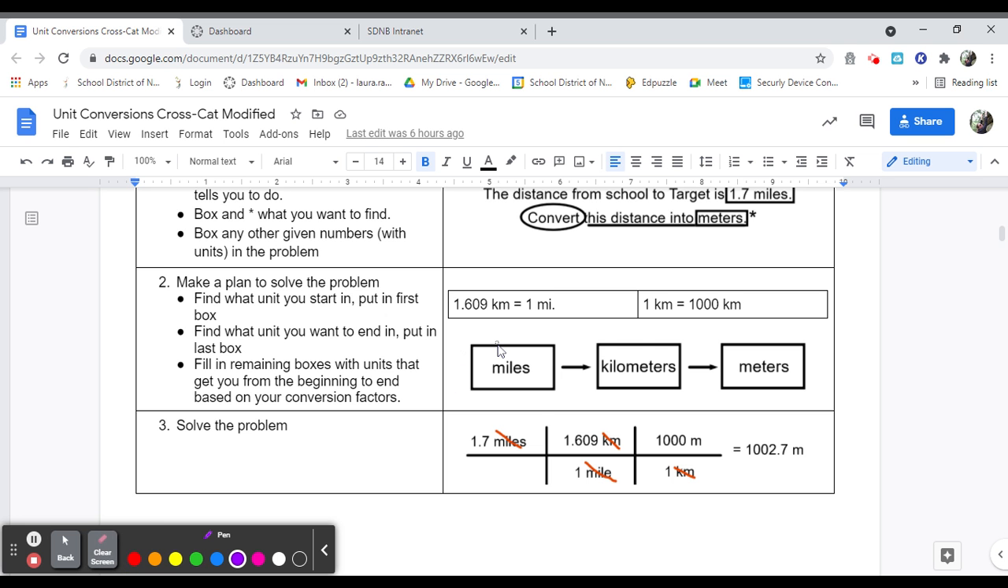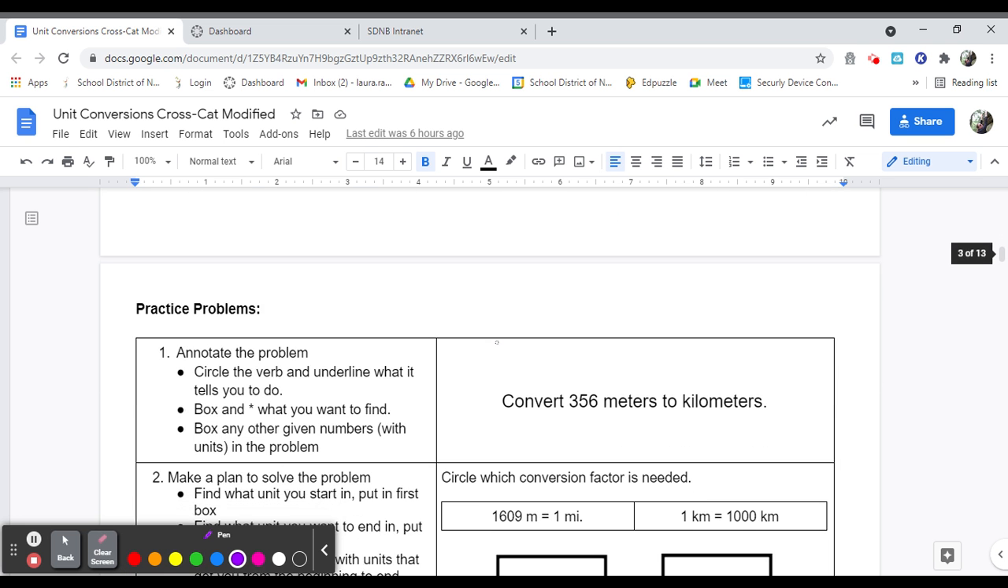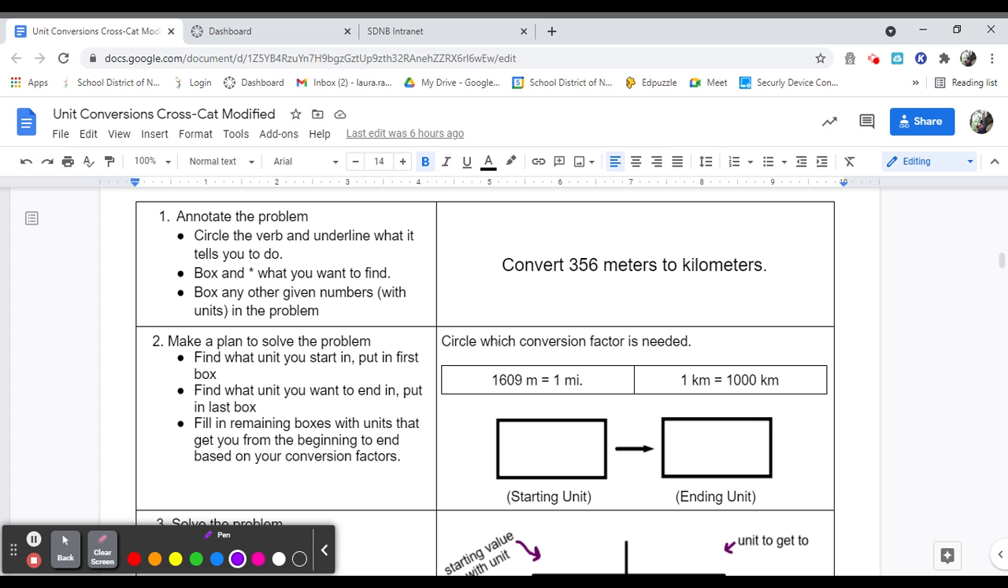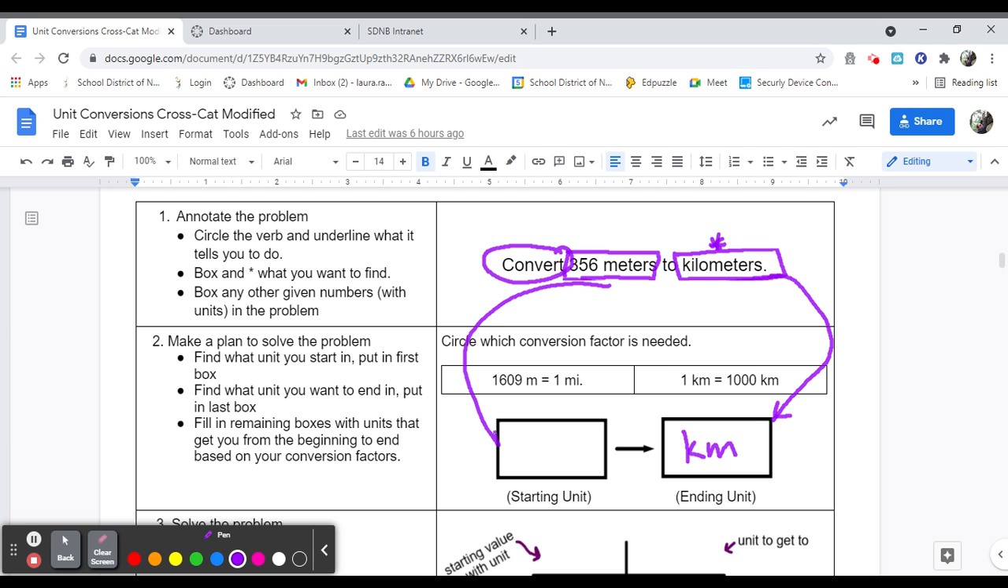So let's clear that ink. So let's try a new problem. First, we're going to annotate. If I want to convert 365 meters into kilometers, I'm going to box the 365 meters, and I'm going to box and star kilometers. So the kilometers goes right here, what I want to end in, and the meters goes right here.